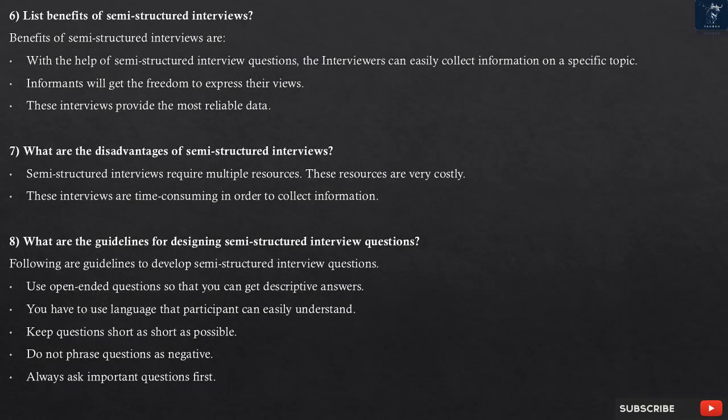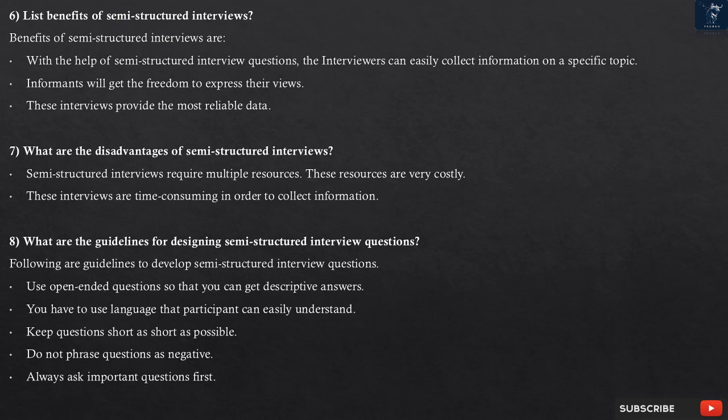6. List the benefits of semi-structured interviews. Benefits of semi-structured interviews are: with the help of semi-structured interview questions, the interviewers can easily collect information on a specific topic. Informants will get the freedom to express their views. These interviews provide the most reliable data.